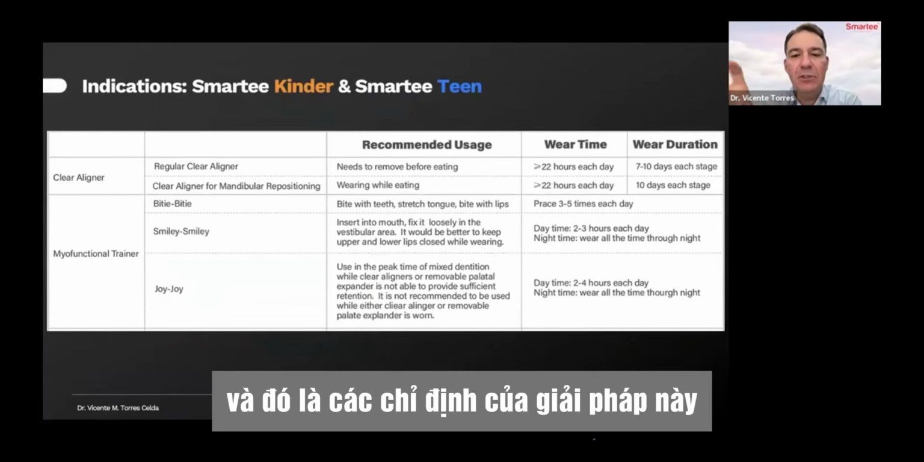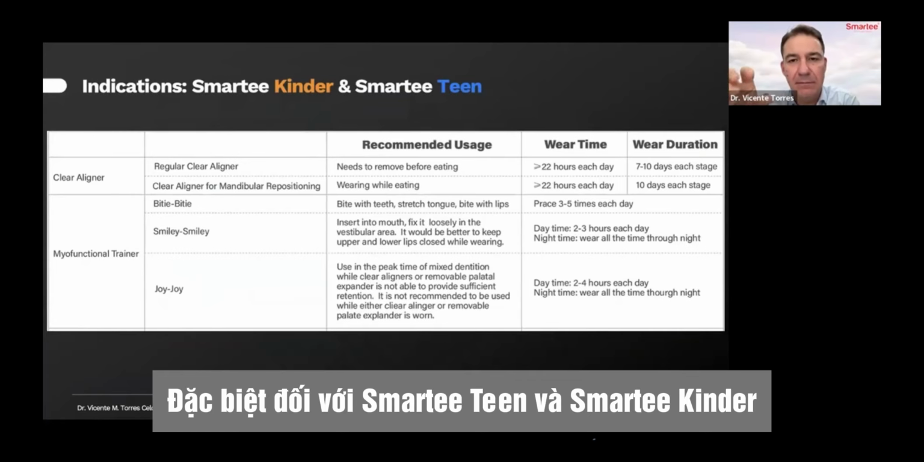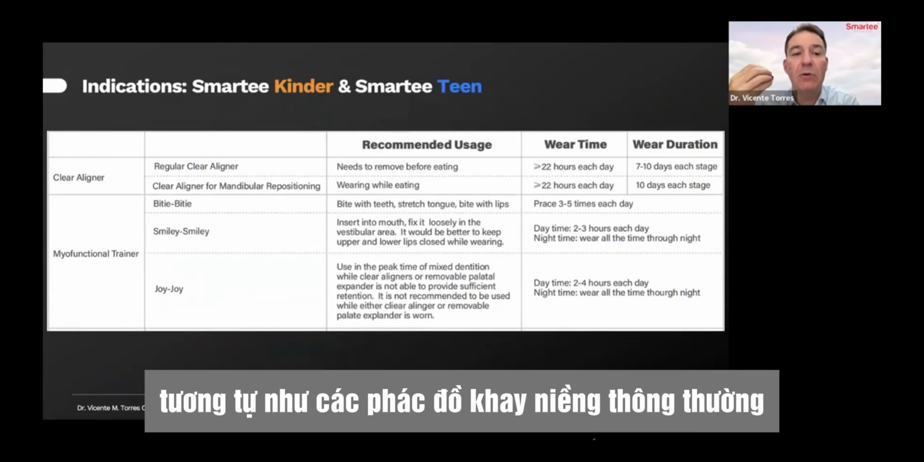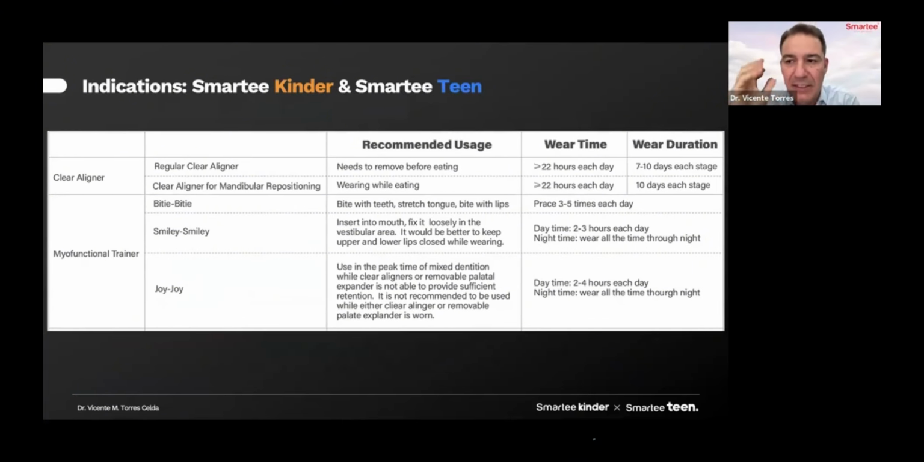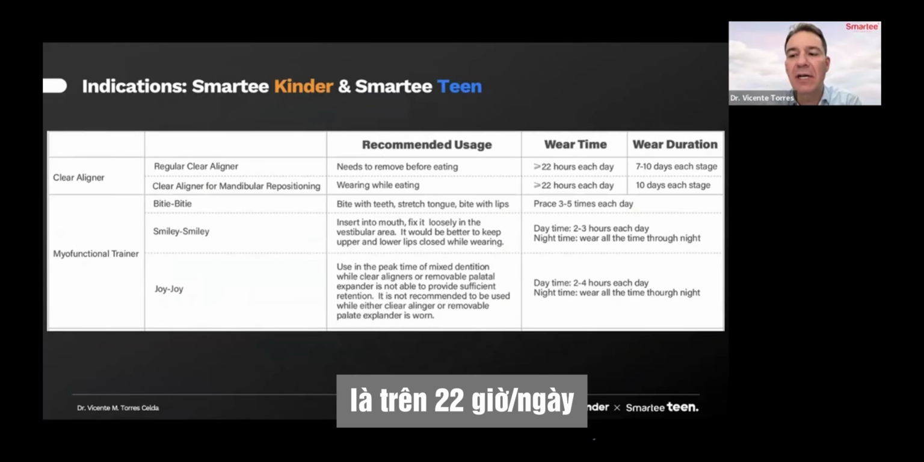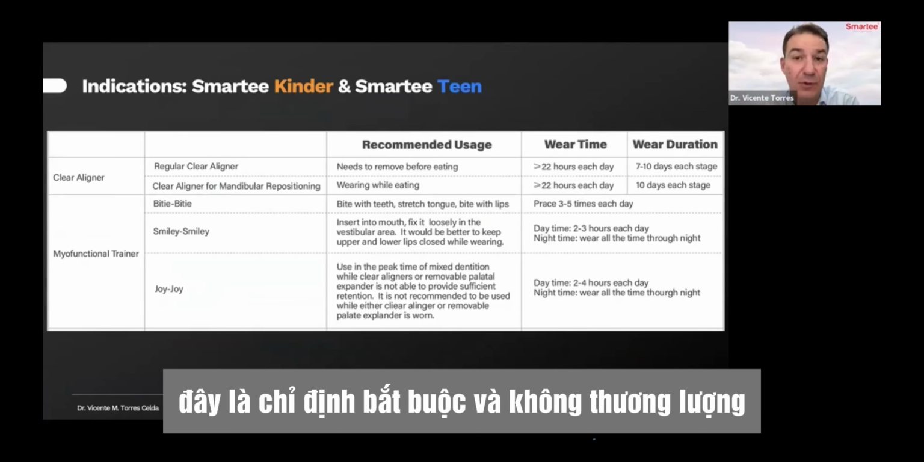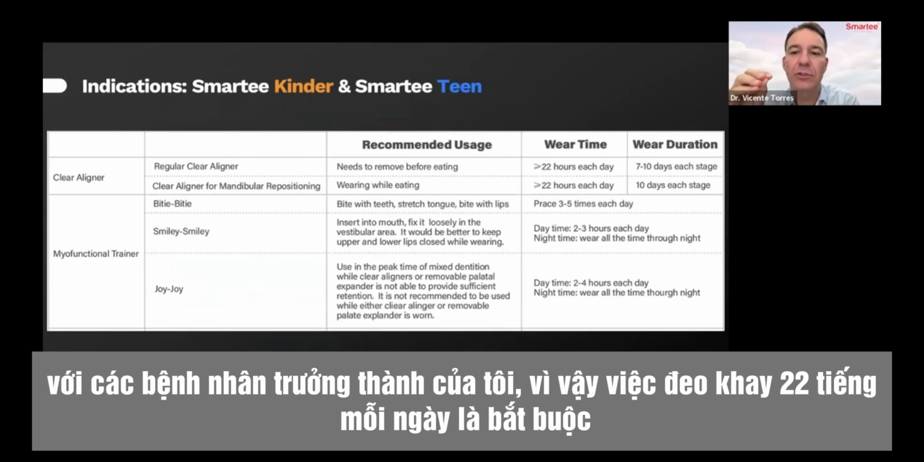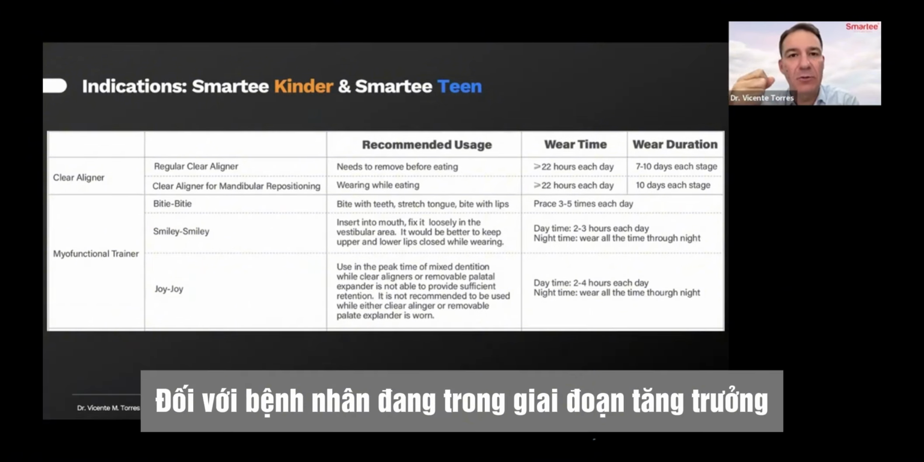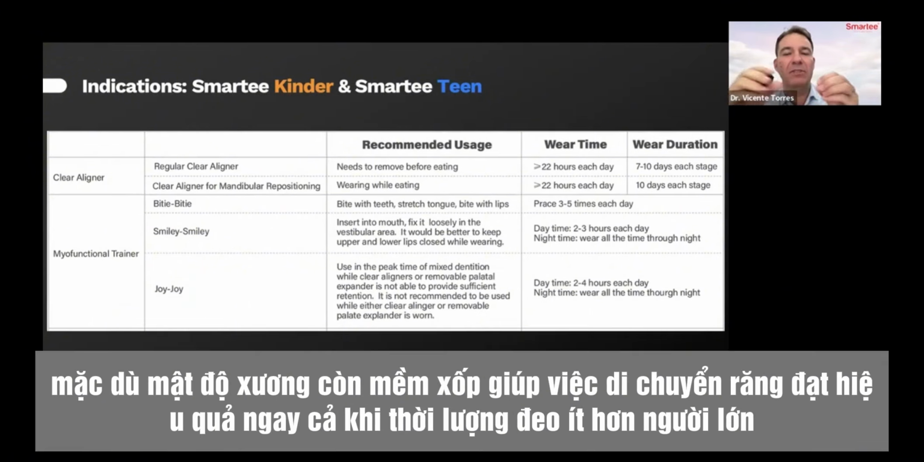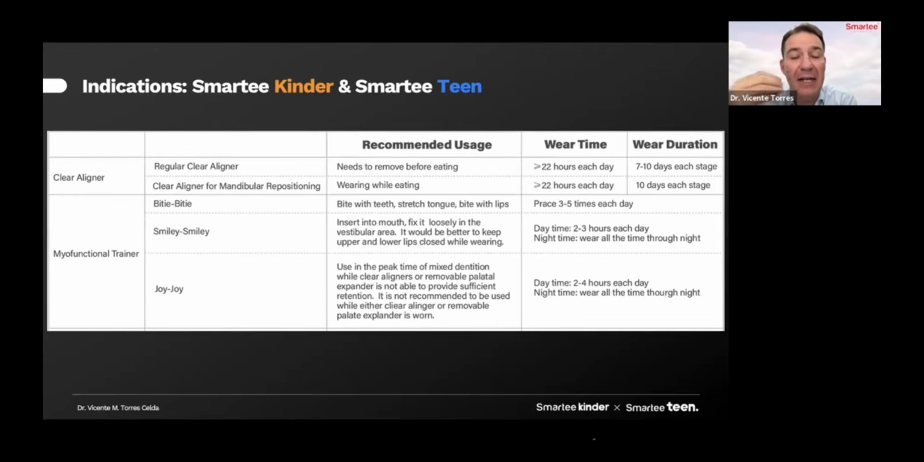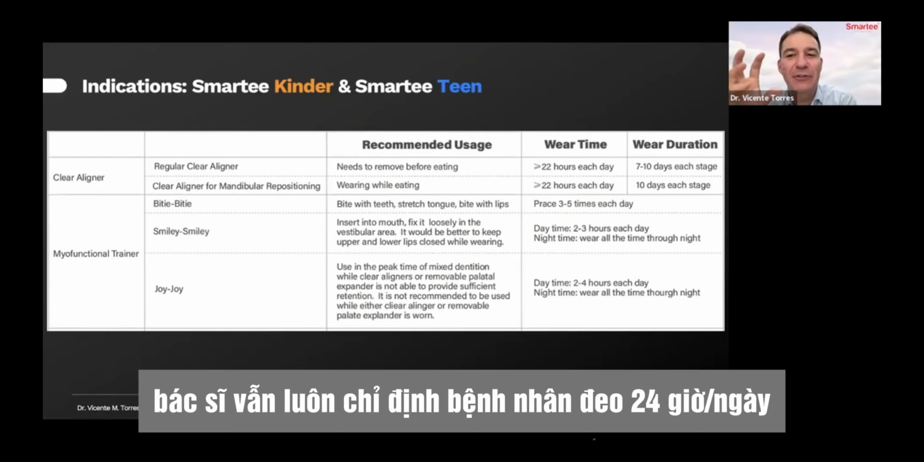Those are the indications, especially for the Smartee Teen and Smartee Kinder. Of course, like regular clear aligners, the ideal is to use them more than 22 hours per day. Of course, I always say that with adults, for example, I don't negotiate with my patients. It's mandatory to use 22 hours per day. In growing patients, it's true that the bone is soft, and sometimes using fewer hours than adults, for example, the effect is better. But I always prefer to tell the patient to use them 24 hours.